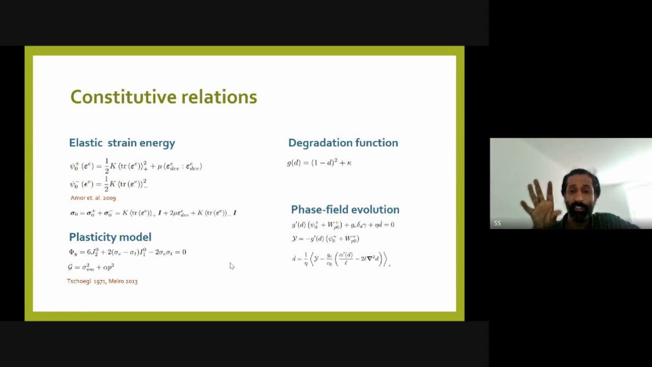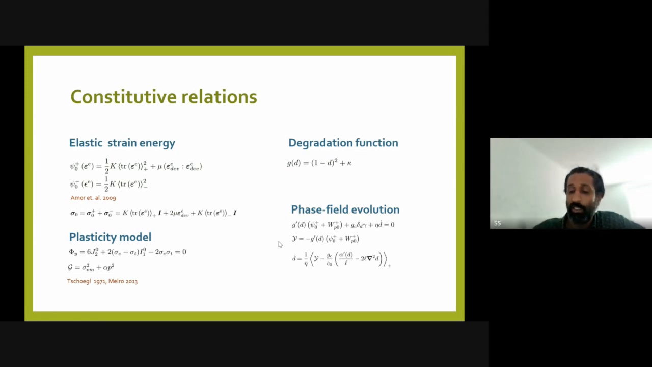Now that we have these constitutive functions, we basically substitute them into the laws of thermodynamics and we get the evolution of phase field. The evolution of phase field is usually a very standard equation that we get in usual AT1 and AT2 type regularizations. Here the only difference is, let us look at this equation below, the phase field evolution. Here we have G dash d multiplied by the positive component of the elastic strain energy and the positive component of the plastic dissipation. Usually in phase field, we only have that elastic part, not the plastic part. So this is the only difference that we have until now.